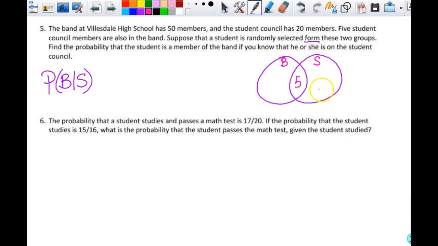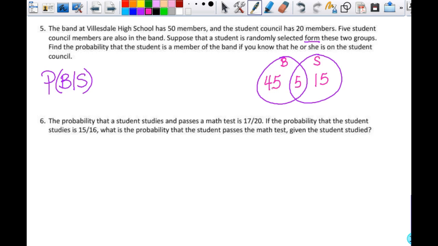So then what number goes here? There's 20 in student council, but this is not 20. What would this be? 15. And then this number right here would be what for the band? 45. Everybody okay on where those numbers came from?